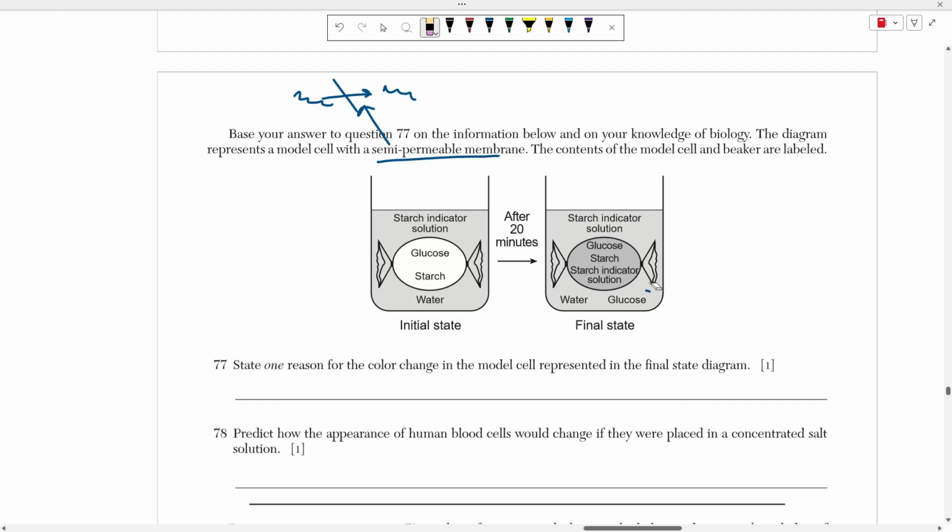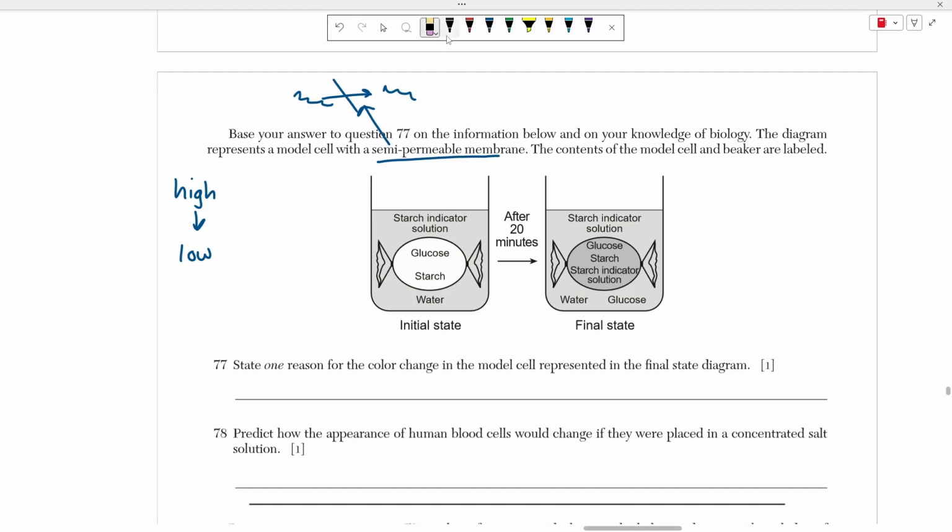So what happened here? Well, what happened here is that the glucose managed to diffuse across this membrane, right? And you might be asking, what is diffusion? Well, that's when you go from an area of high concentration to an area of low concentration, okay? And we can do that because we have a semi-permeable membrane that will allow glucose to pass through it.